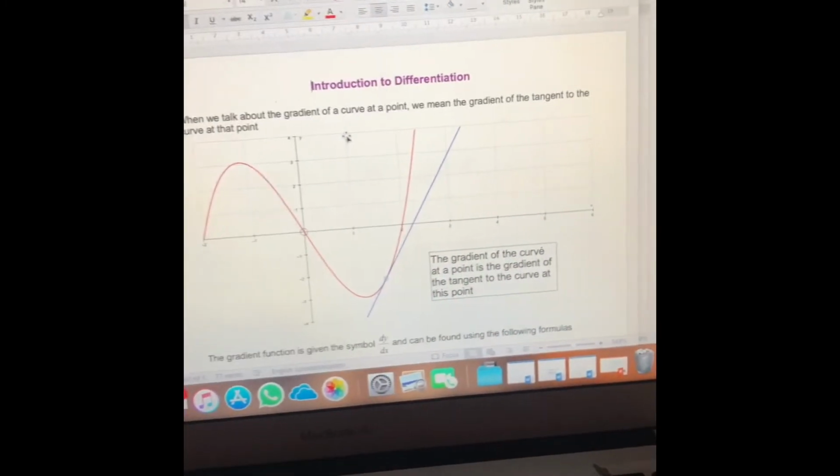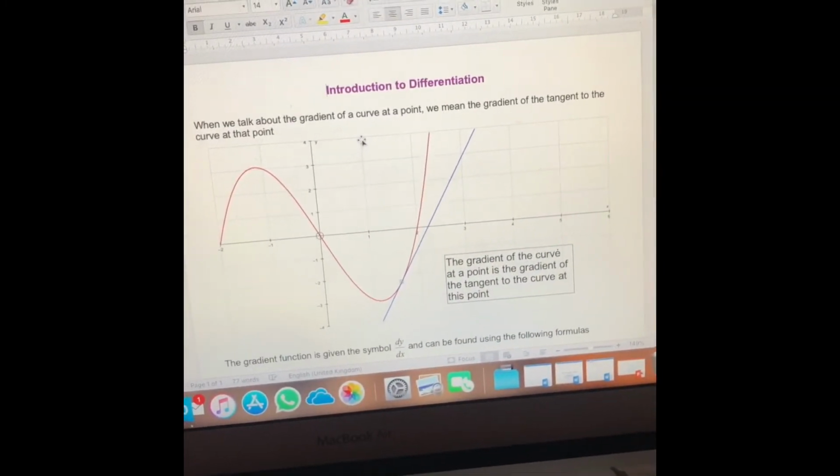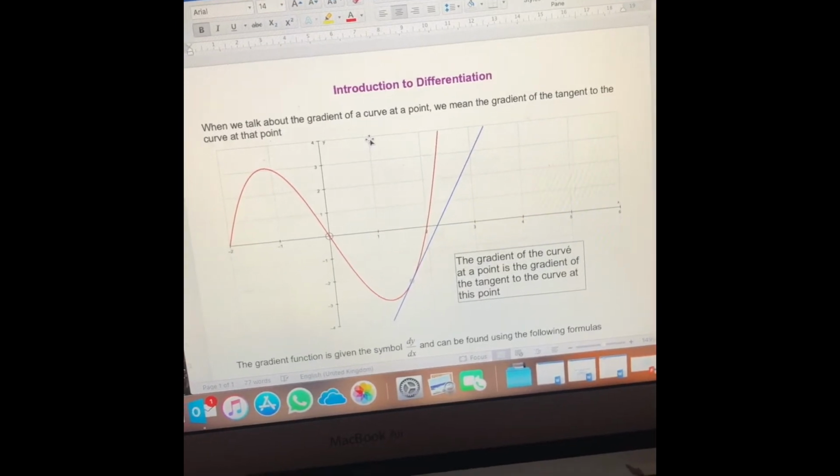Okay, so I said that today I would look at differentiation, show you how to do it. So I'm going to get inside now because it's absolutely freezing and show you how to do it. Okay, so if you're wondering why we differentiate, it's to find the gradient of a curve at a point.